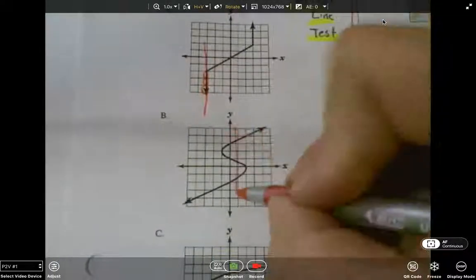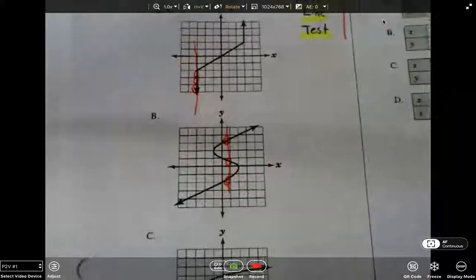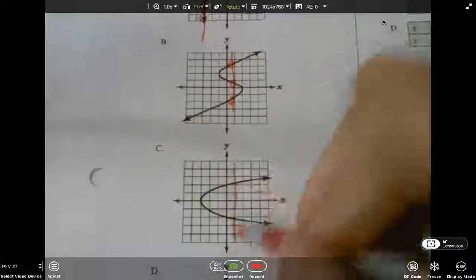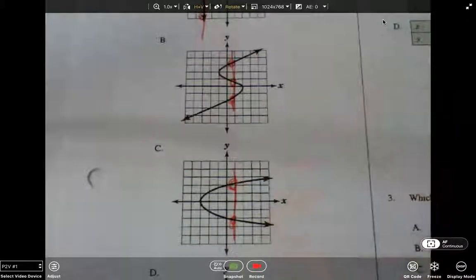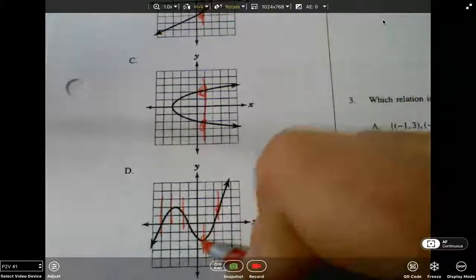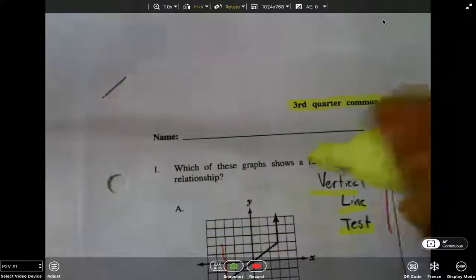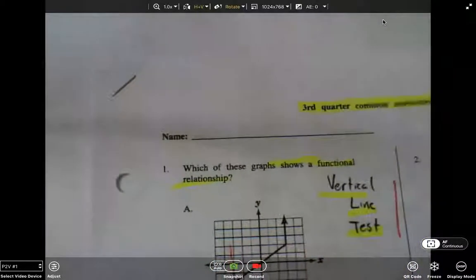For example B, in this vertical line, it goes through 3 times, so it's not a function. C, it goes through 2 times. And D is the only one that no matter where I make my vertical line, it only goes through once. So the correct answer is D, the only graph that shows a functional relationship. The answer to number 1 was D.